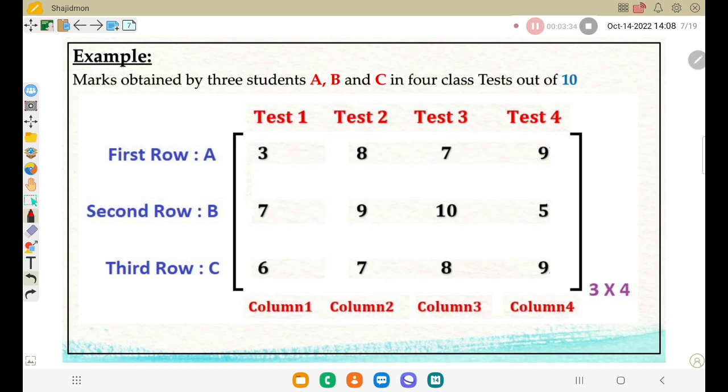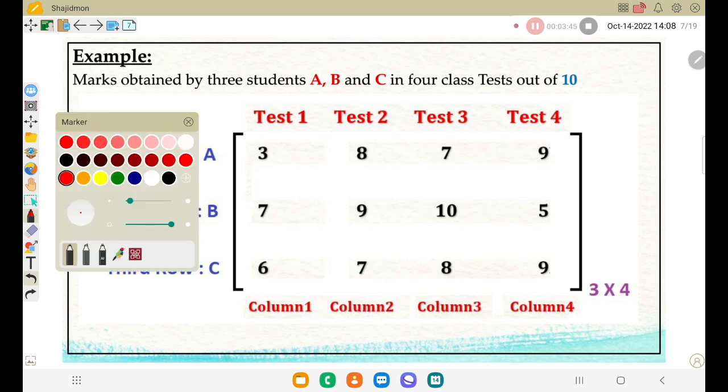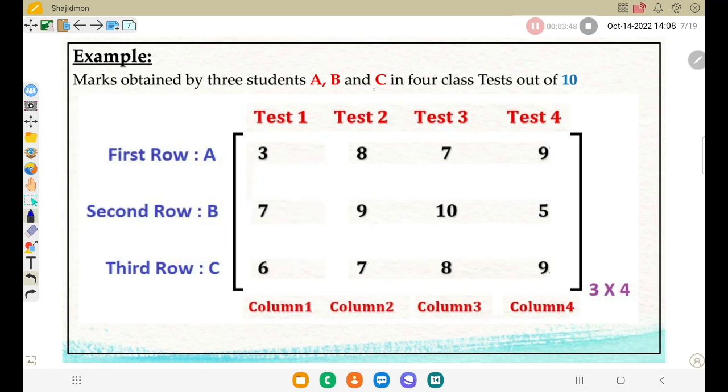2.1. So we start with one example, a simple example of a matrix you can see here. Marks obtained by 3 students, A, B and C. The first student is A, the second student is B, and the third student is C. These are the marks obtained by these 3 students in 4 class tests, out of 10 marks.